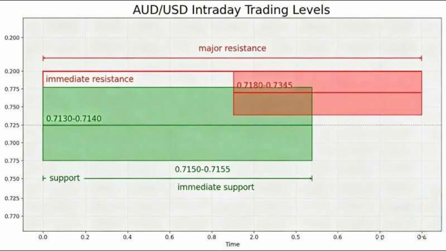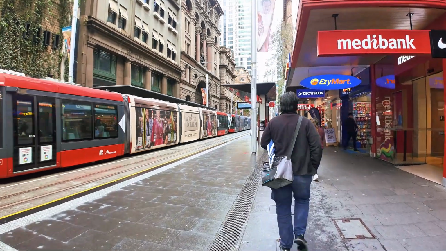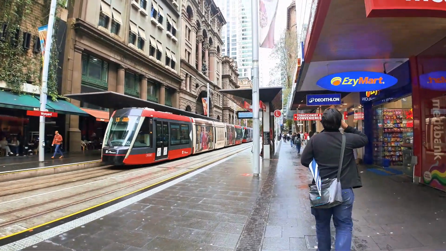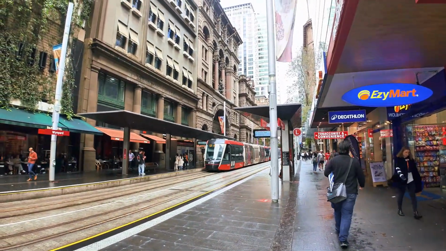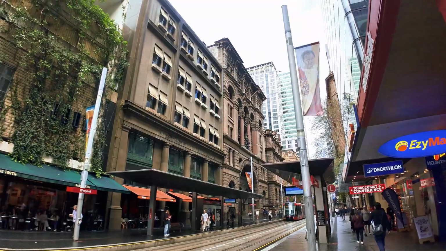Now, let's move on to the second major factor driving the Aussie today: key economic data releases. Data is always a critical driver of currency movements, and today is no exception. We have a packed calendar of releases from Australia, the US, and the Eurozone that will likely cause volatility in Australian dollar to US dollar.